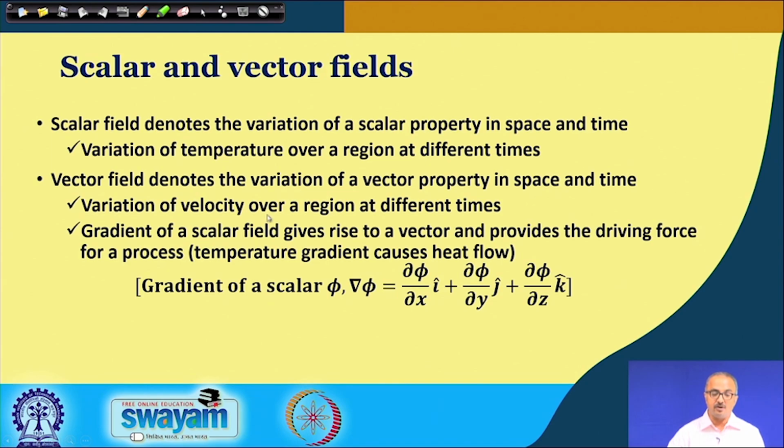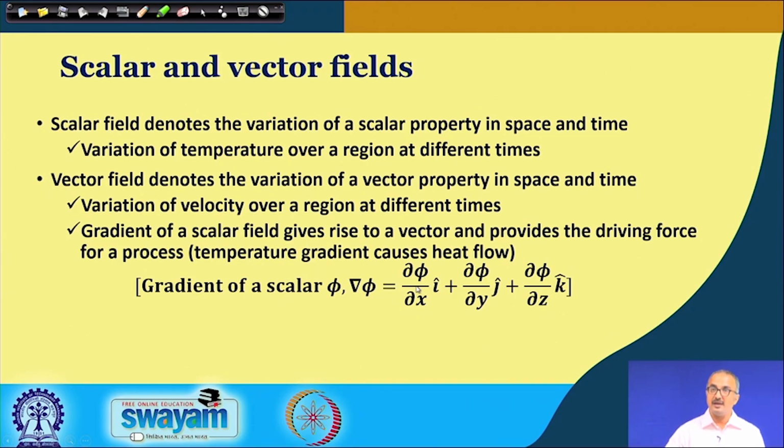Now, the gradient of a scalar field gives rise to a vector and provides the driving force for a process. For example, suppose there is a scalar phi, and if we take a gradient, perhaps you know this is ∂/∂x i plus ∂/∂y j plus ∂/∂z k. If you operate this on the scalar, this scalar phi becomes a vector now.